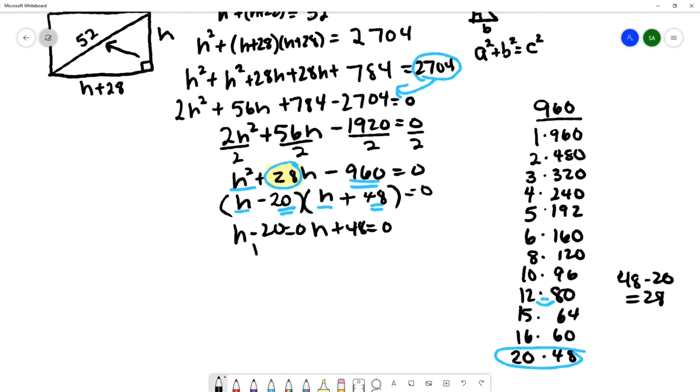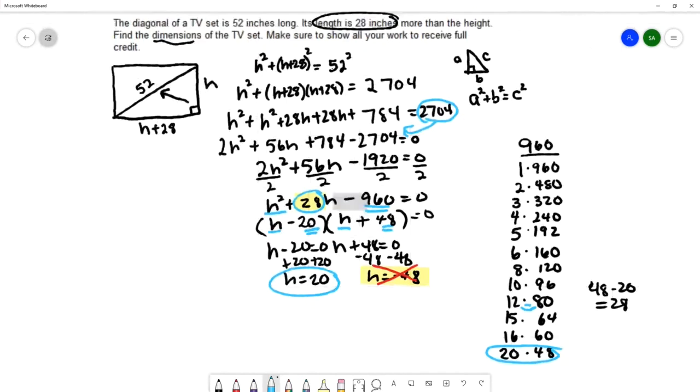And I'll add 20 to both sides. That gives me h equals 20. I'll subtract 48 on both sides. That gives h equals negative 48. And it doesn't make sense for the height of the television set to be negative, so we can throw this solution away. And so that narrows it down to the height of the television set being 20.